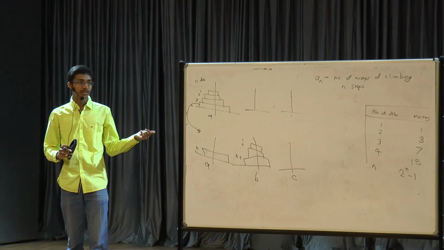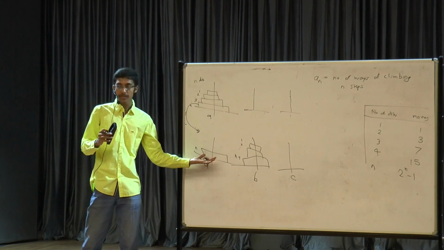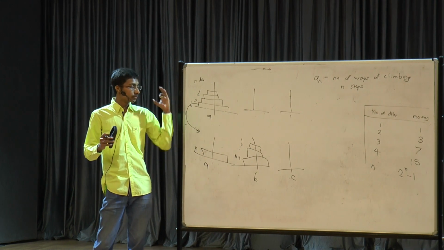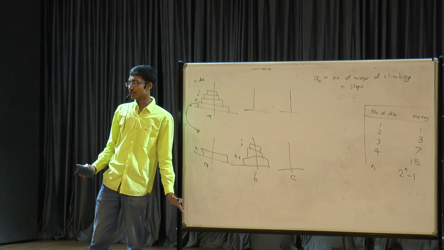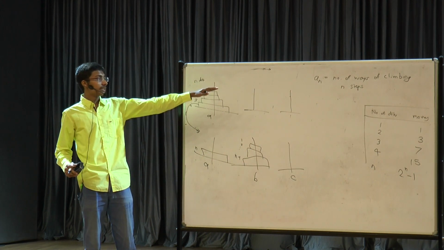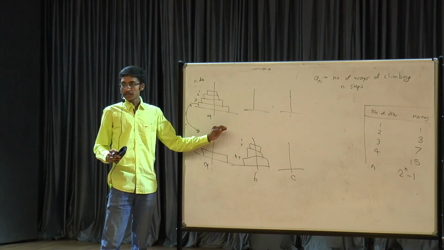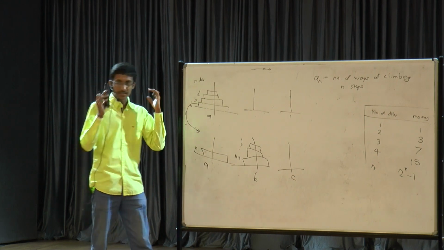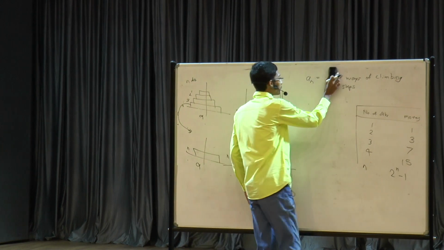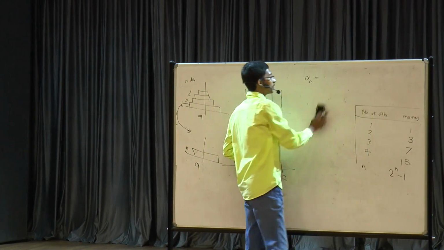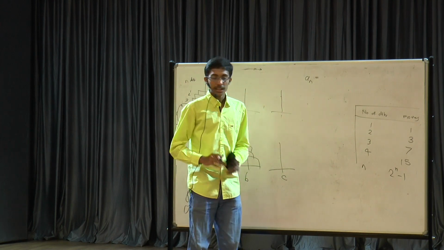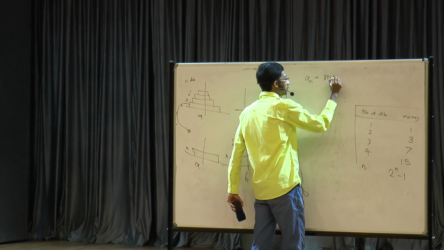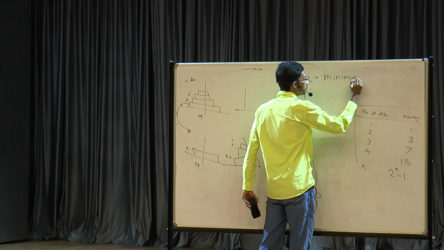Do you see this? By looking at this extreme case, we have cut down the problem to something specific. This is a state that I have to reach. Now I'm going to define A_n, and you'll see how it depends now. A_n, I'm not going to define as the number of moves to go from A to C for n disks. I am going to define it as the minimum number of moves.